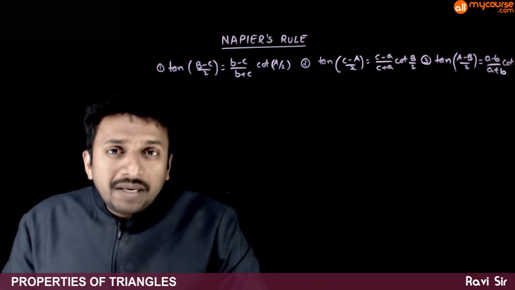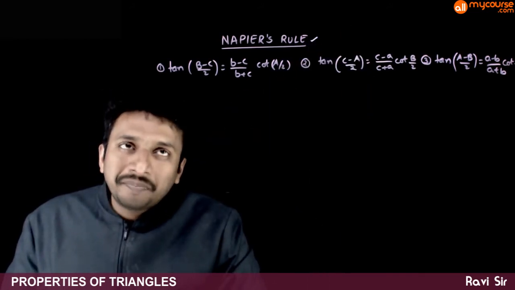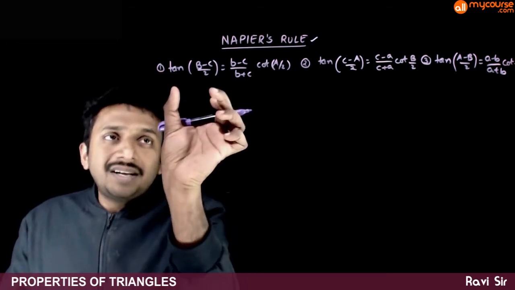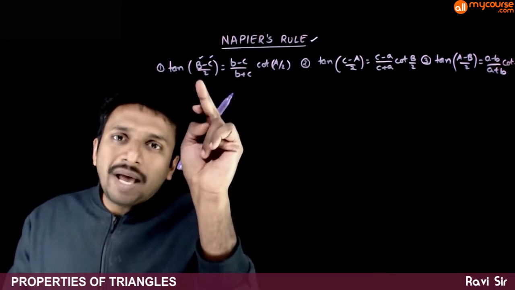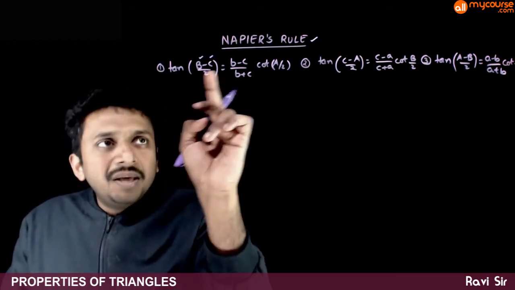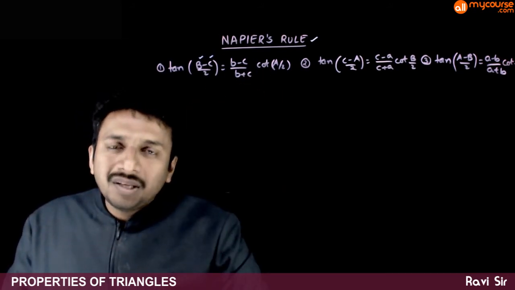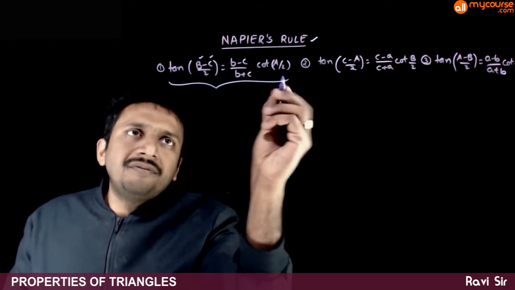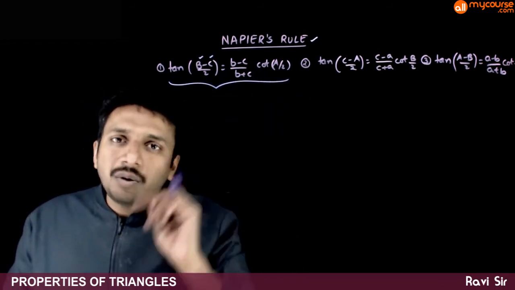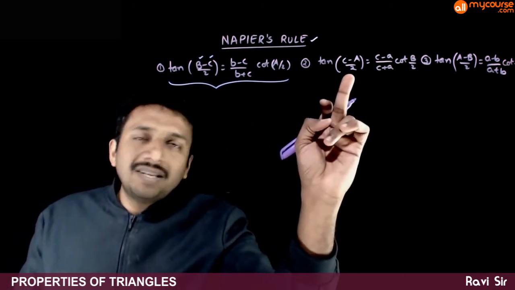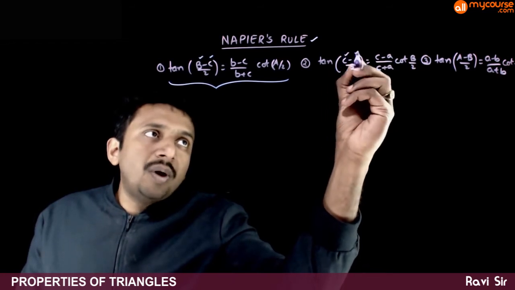So in this video, let us look at the next formula, which is called Napier's rule. Napier's rule says that tan of (B − C)/2, the difference of two angles by 2, is equal to (b − c)/(b + c) times cot of the remaining angle by 2. And you have different formulas of this form. If you have (B − C)/2, you have (b − c)/(b + c) into cot A/2. We have (C − A)/2, we have (c − a)/(c + a) into cot B/2. So what are the two angles that are used here?